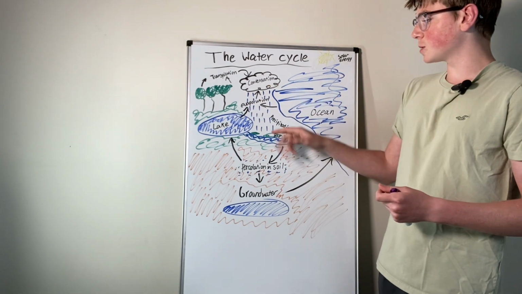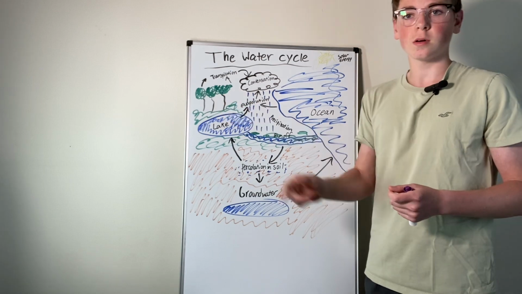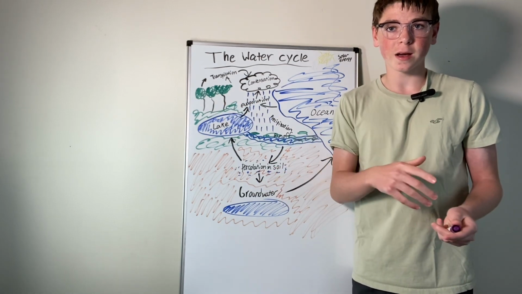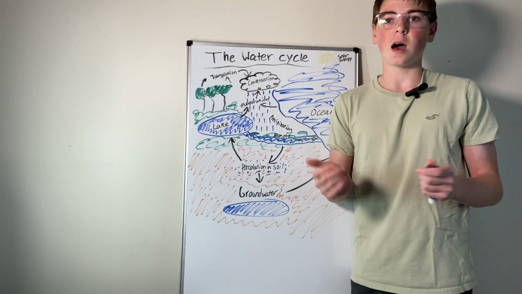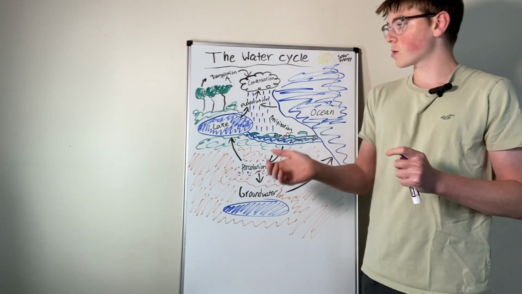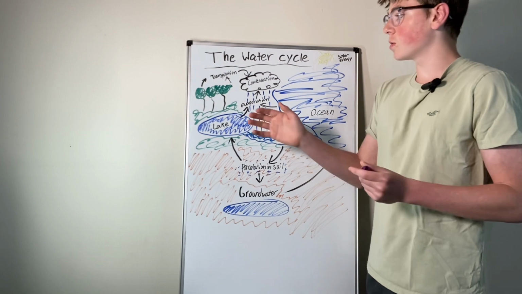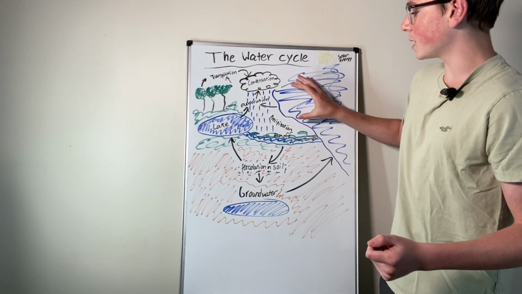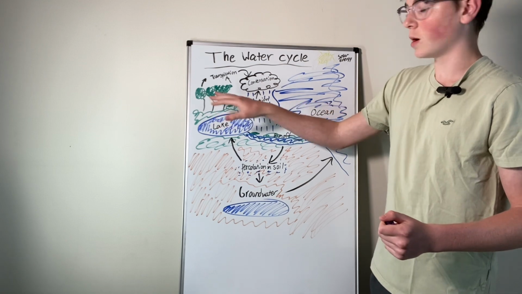But some of this precipitation does go to our plants. Of course, they need water and carbon dioxide, and then they create oxygen and glucose through photosynthesis. So they need water as well. Every living thing needs water. So some of this precipitation lands on these plants.